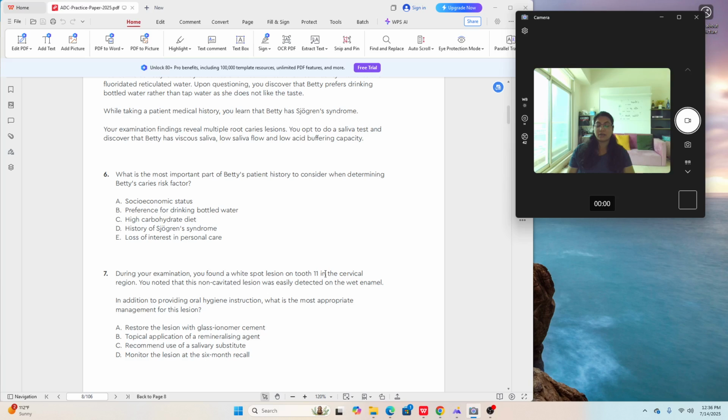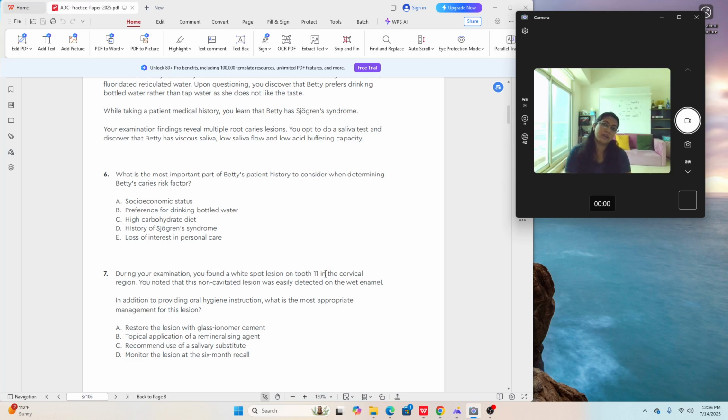Recommend use of a salivary substitute. Not wrong technically, but the question here is specifically asking what is the most appropriate management for this lesion, not the entire caries state or the buffering capacity of her saliva. So for this lesion, I would prefer a remineralizing agent. Monitor the lesion at a 6-monthly recall. What will I do by monitoring it? I have to make some changes, I have to help that lesion remineralize. So just looking at it with my eyes is not gonna do anything, right? So topical application of a remineralizing agent is the right answer.